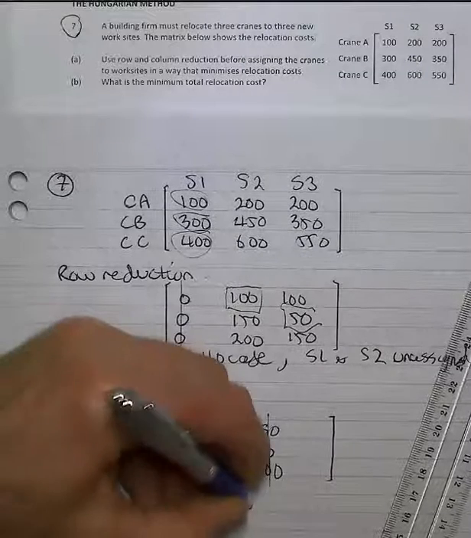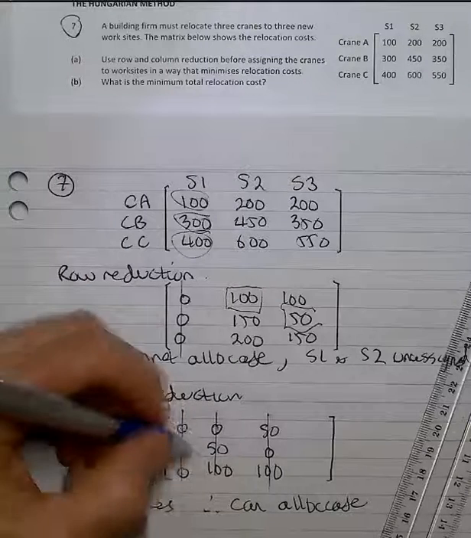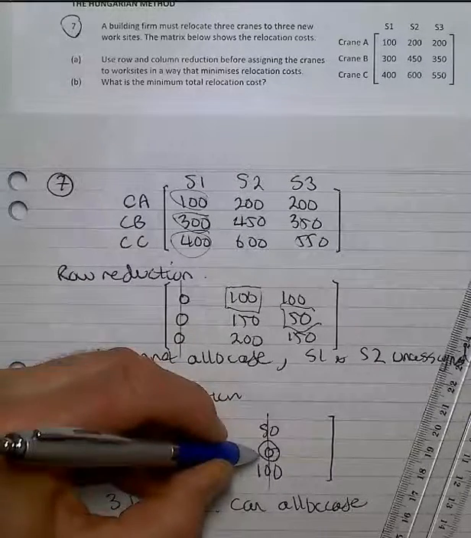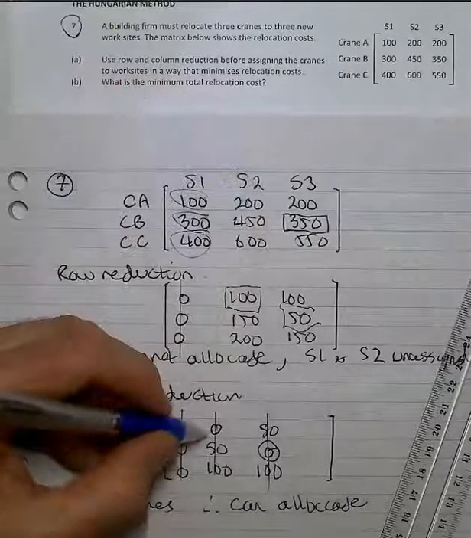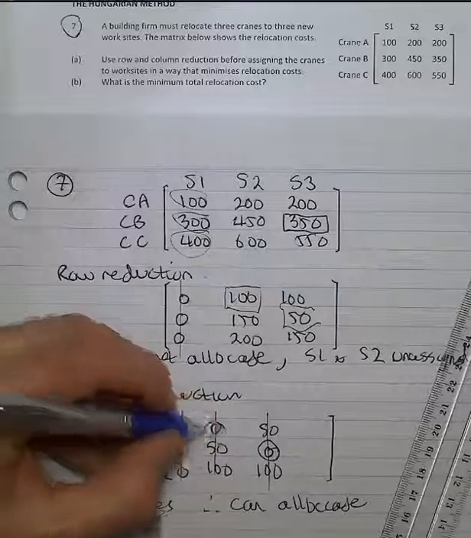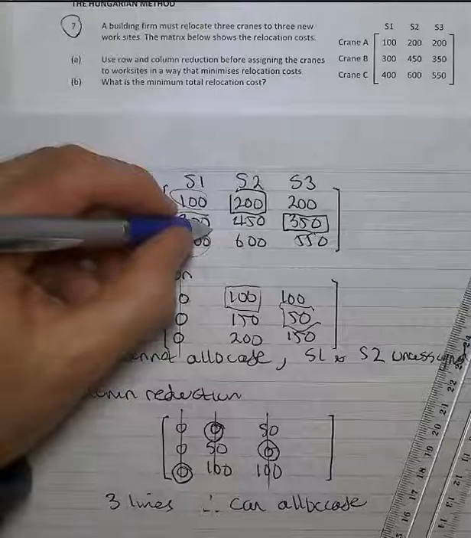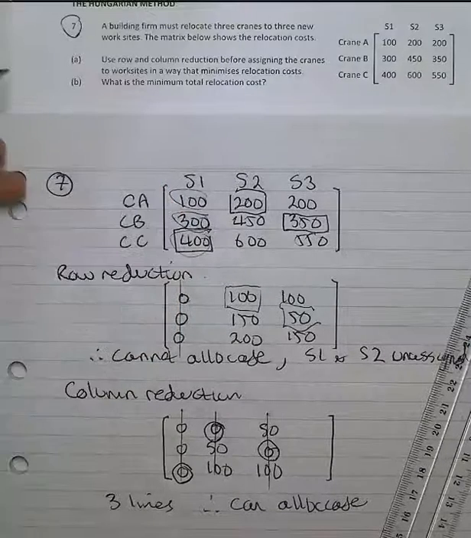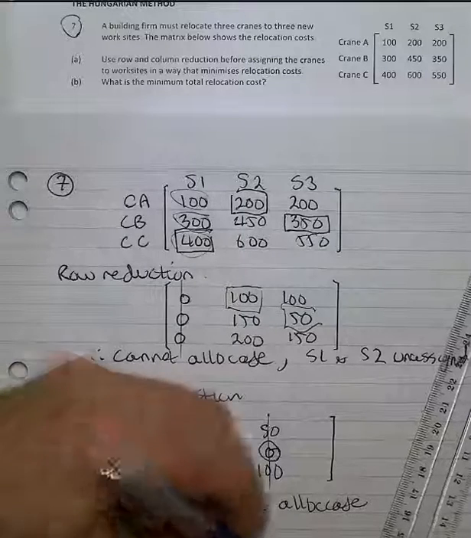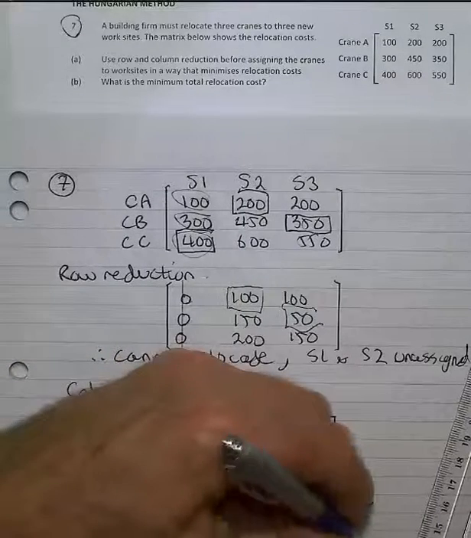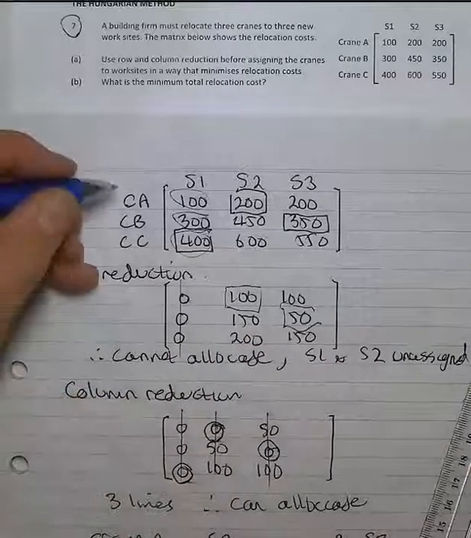So therefore I can allocate. And the way in which we do that is to look at where we've got a unique scenario first. So I'll assign crane A to site 3. I'll assign crane A to site 2. And the only assignation I've got left is crane C to site 1. So I'll write that down. I've got crane A to site 2. Crane B to site 3. And crane C to site 1.